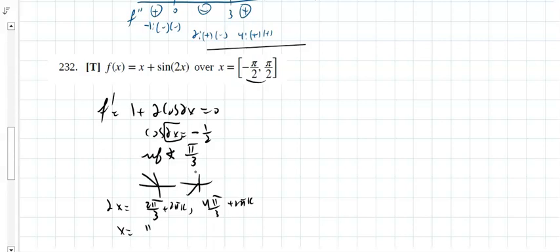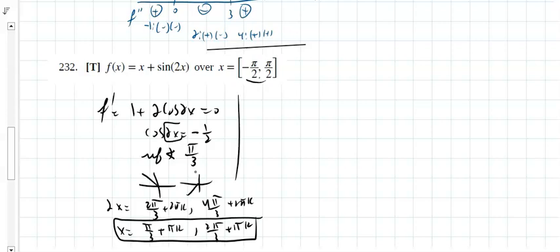If I multiply by a half, x will be pi over 3 plus pi k, or 2 pi over 3 plus pi k. So since I want those solutions, I let k equal 0. I get x equal pi over 3 from the first. Now from the second, I'll get 2 pi over 3, that's too big. K equal 1 is not going to work, but if I let k equal negative 1, I'll get x equal negative 2 pi over 3, that's not allowed. Or if I take negative pi plus 2 pi over 3, that will be negative pi over 3.